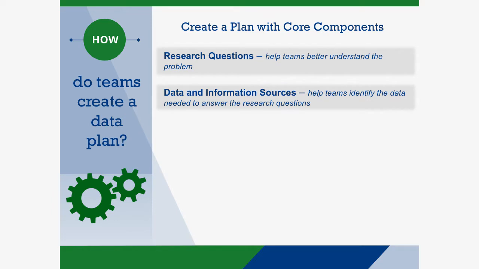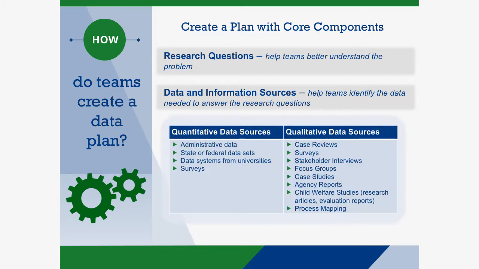The next component is data sources. Data sources list the existing and new data that will help tell the story of the problem. It is rare that a single source will tell the whole story. For example, teams should explore both quantitative data, which is numerical data that measures, and qualitative data, which is narrative data that explores and provides context.